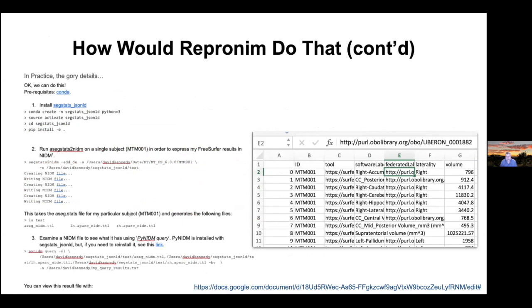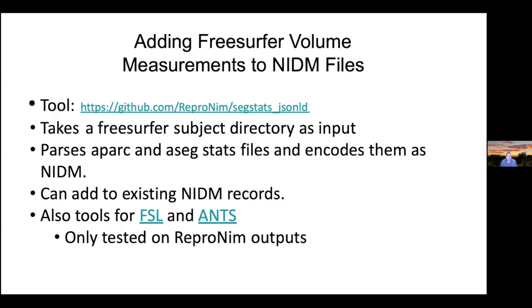creates, you have your FreeSurfer data, you have your imaging data, and the aseg stats to NIDM takes the resultant FreeSurfer data and converts it into a NIDM representation of the volumetric measurements. And so again, this aseg stats tool uses the aparc and aseg stats files and encodes them as NIDM. And there are also tools for FSL and ANTs. The actual tutorial only goes through FreeSurfer.